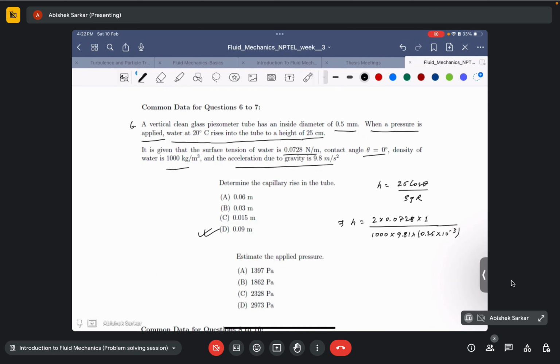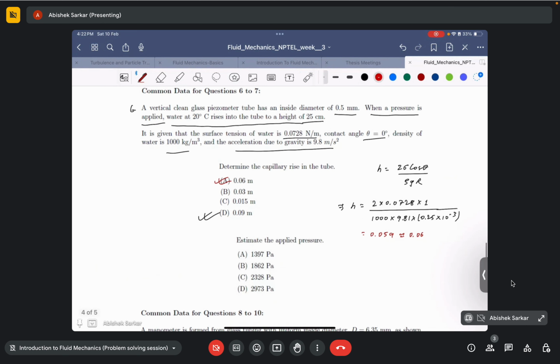Let me check. It is coming to 0.059. Yes sir. Then it is almost equal to 6, right? So this will be 0.06. Yes sir, but there is a height of 25 centimeters. We will read the question again, right. So okay, your capillary rise is 0.059 meter, equal to 0.06 meter. So the answer to the first part is correct.